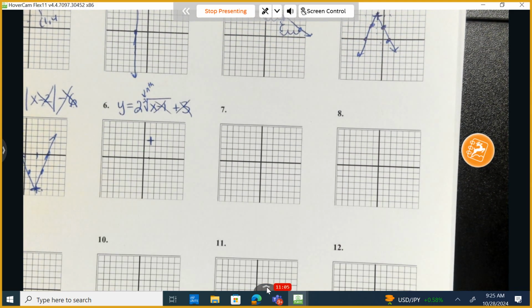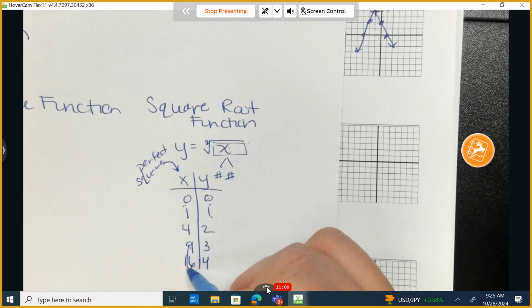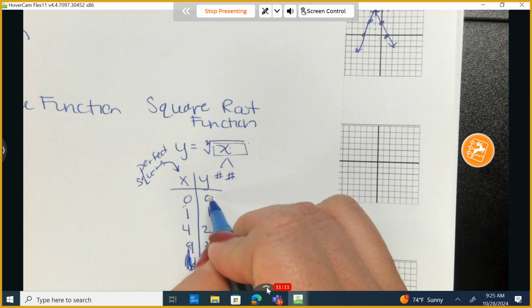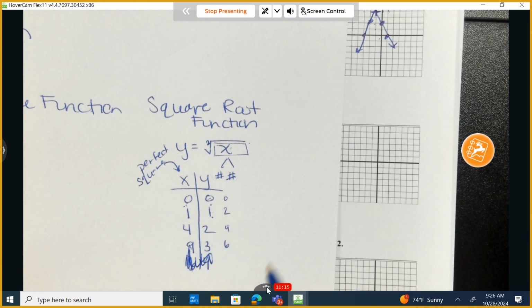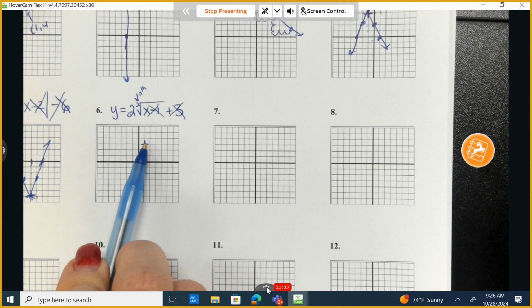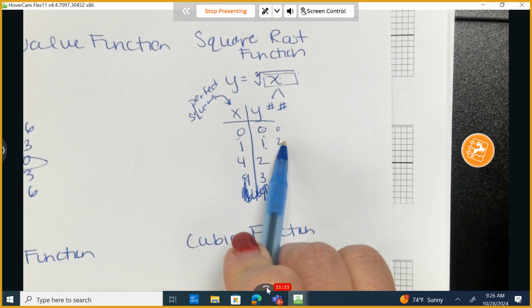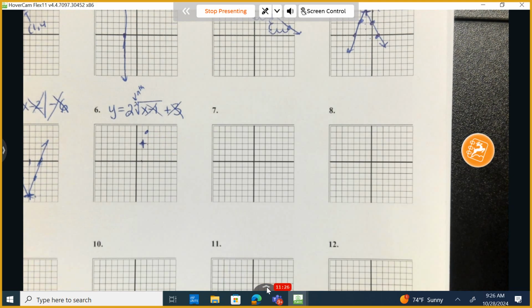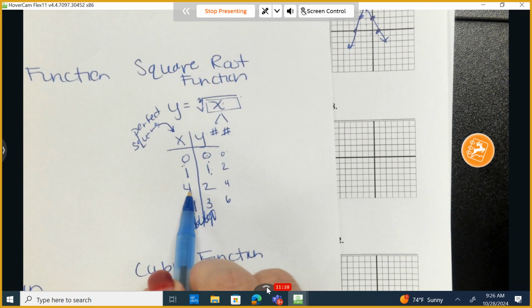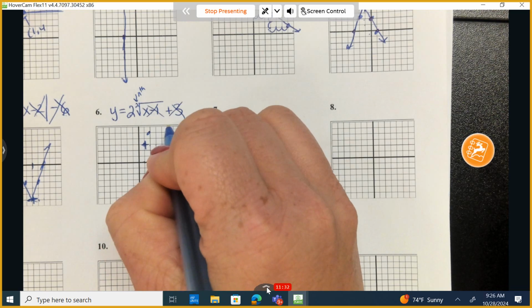So this needs to be multiplied by the y values. Over here, I'm going to take each of these values times 2. So 0 times 2 is 0, times 2, times 2, and times 2. When we find the bullseye, it's always our 0, 0. So there's 0, 0. Now I'm going to go 1 to the right and 2 up. I'm going to go 4 to the right and 4 up. From here, 4 to the right and then 4 up.